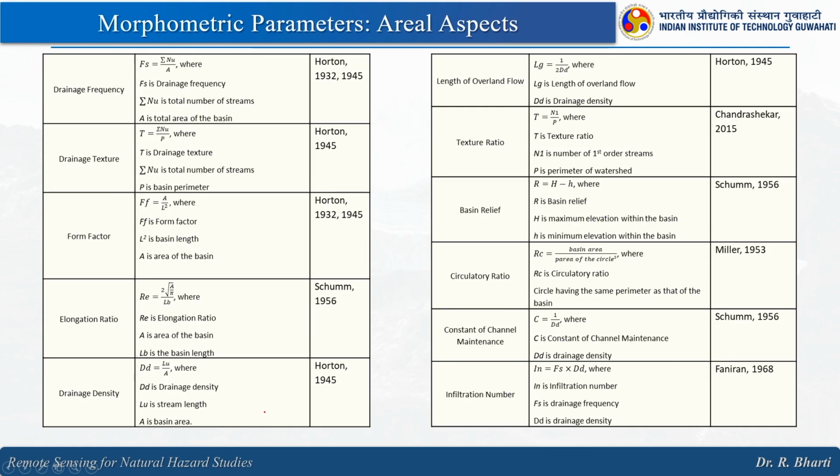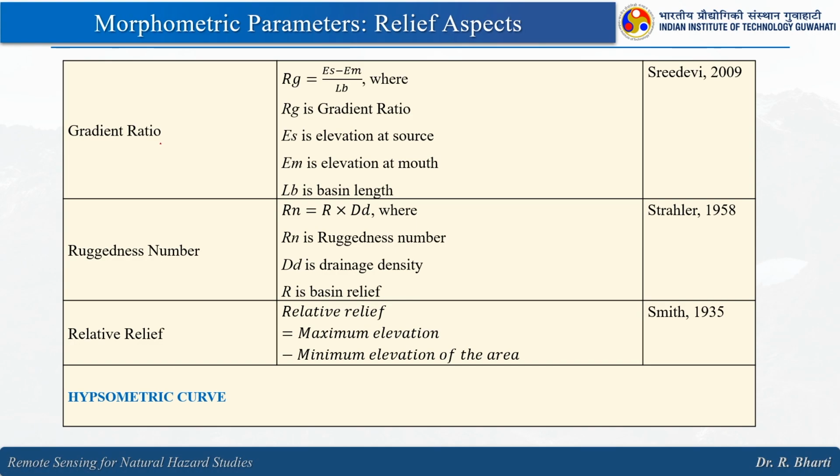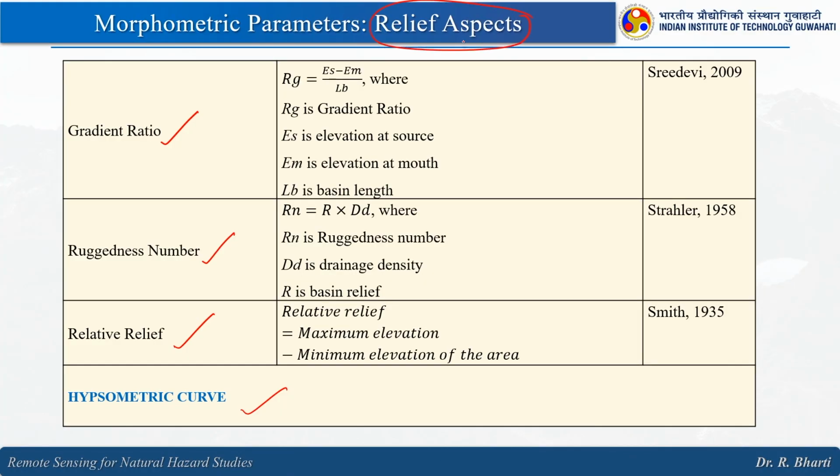You can take note of these: drainage frequency, drainage texture, form factor, elongation ratio, drainage density, length of overland flow, texture ratio, basin relief, circularity ratio, constant of channel maintenance, infiltration number, then gradation ratio, ruggedness number, relative relief, and then hypsometric curve. All these methods can be used for the morphometric analysis, and the aspect is relief, right.